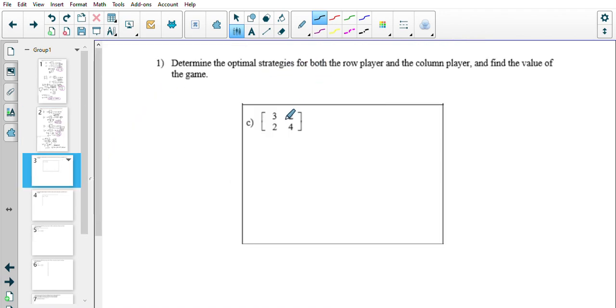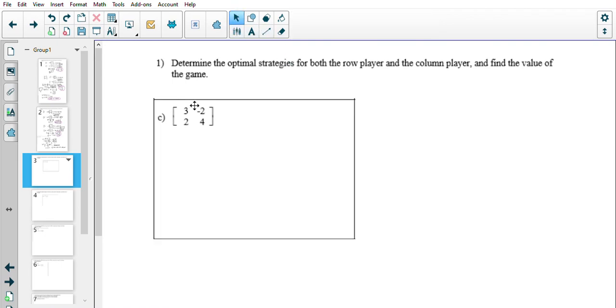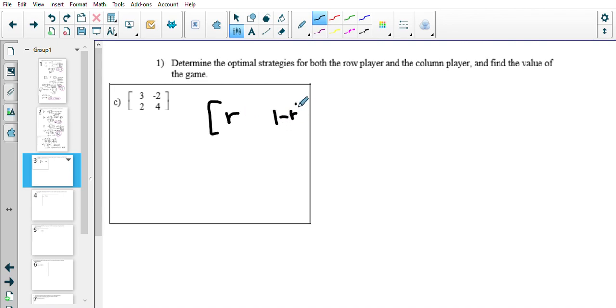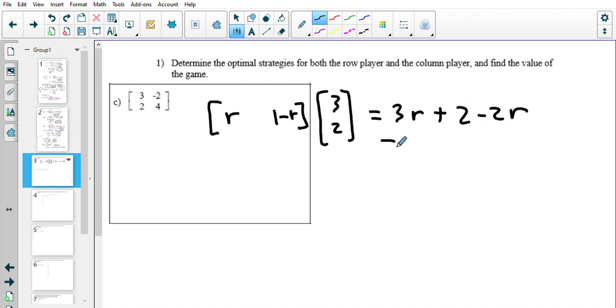Okay, moving on to part C. Same type of question, same process. So we'll start with our arbitrary row strategy, R, 1 minus R, times the first column, 3, 2. That'll give us 3R plus 2 minus 2R, or R plus 2. And then we'll compare our row strategy against the second column, negative 2, 4.